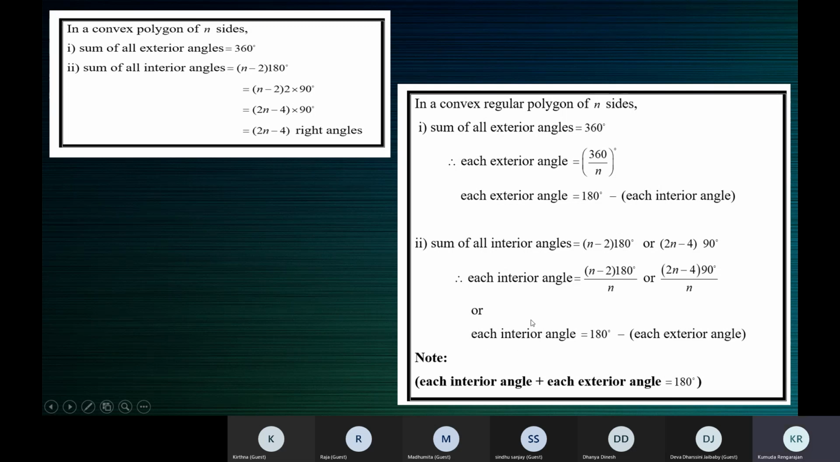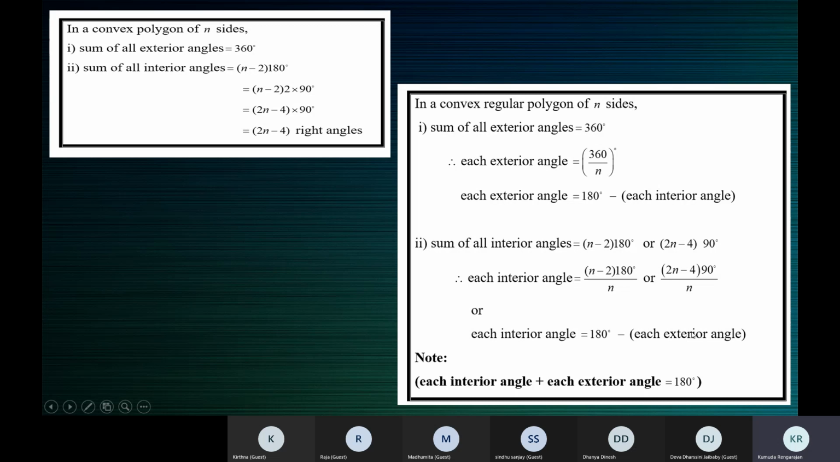To find each interior angle, you can also do 180 minus each exterior angle. You can use this only when you know each exterior angle. Now don't think, oh, this is a simpler formula, why do all this, I can just do this straight away. You can use this only if this information is given.